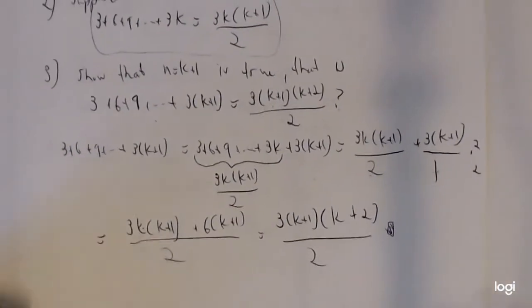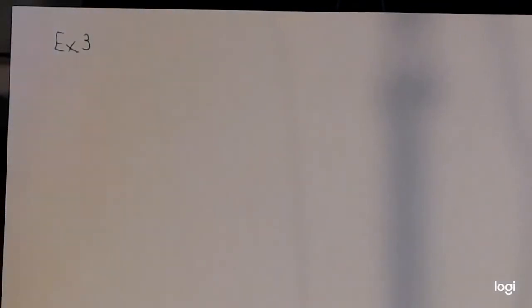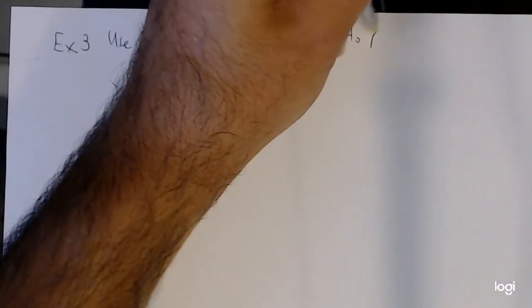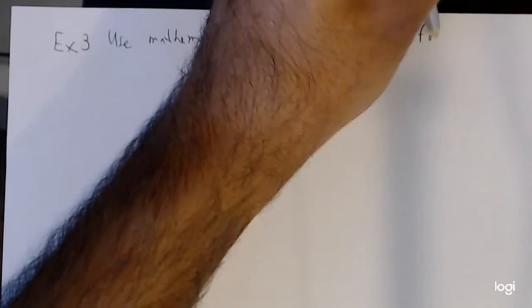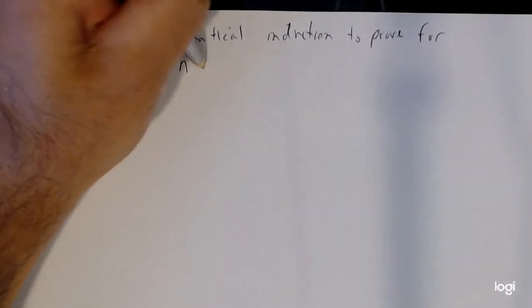Okay, so I want to do one more example, which is going to be slightly different than what we've seen, but this actually has its own nice results as well. So we're going to say here, use mathematical induction to prove, for n greater than or equal to 3, that 2n is less than 2 to the power of n.